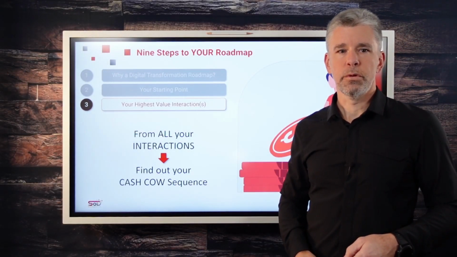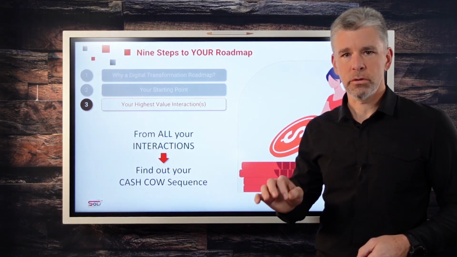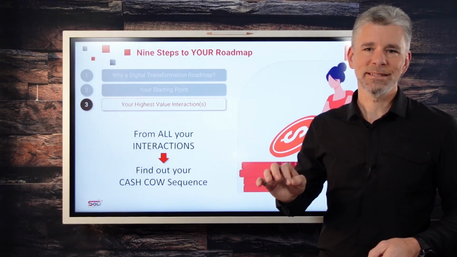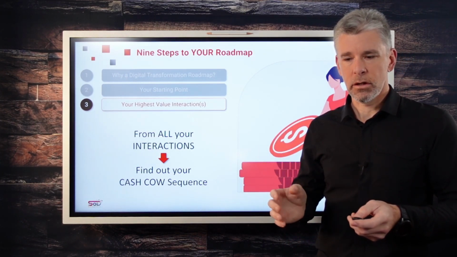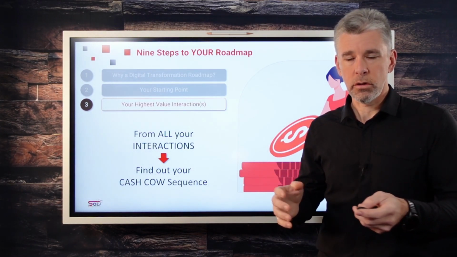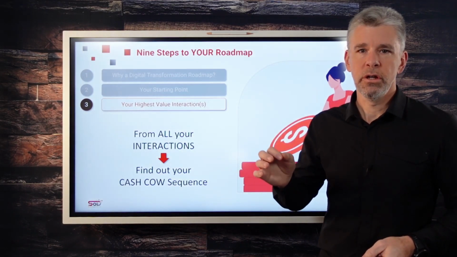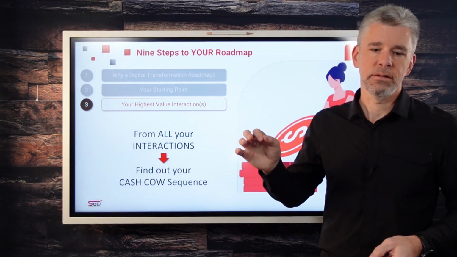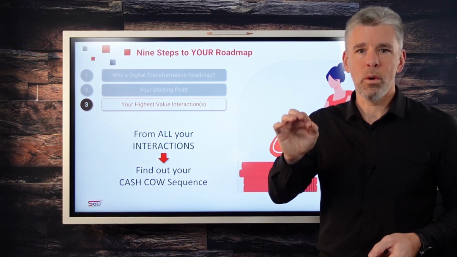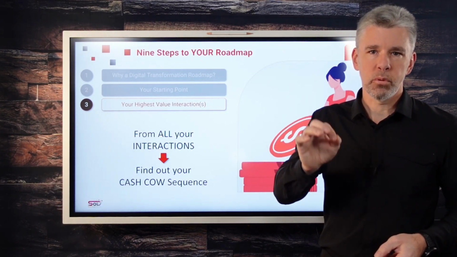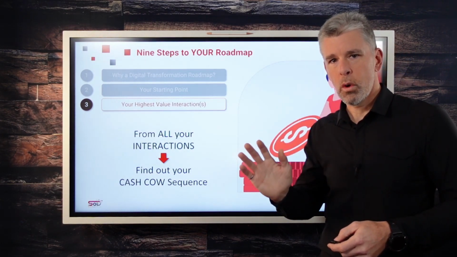Now, step number 3: your highest value interaction or interactions. So what does that mean exactly? You need to look at all your processes, all the things that you do internally, almost all of them. I mean, the longest and the biggest one, and focus on the one that brings the most revenue. So what is your cash cow process? By looking at this one, that should be what we call from quote to cash.